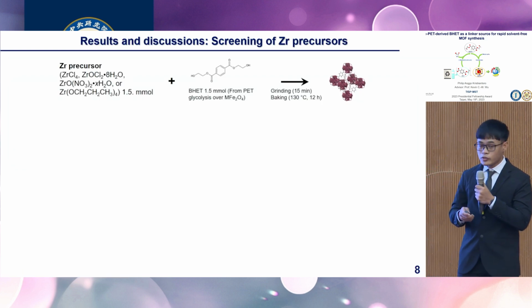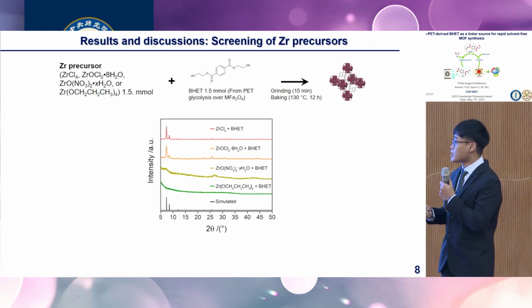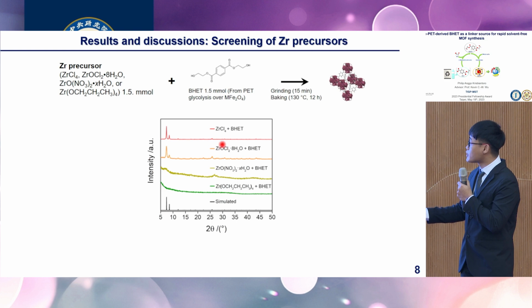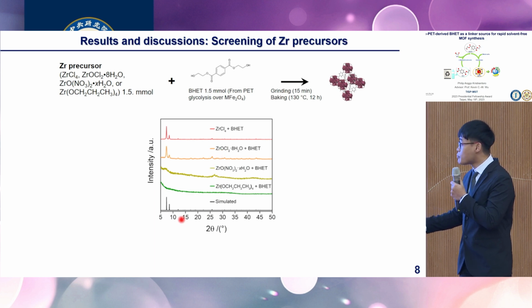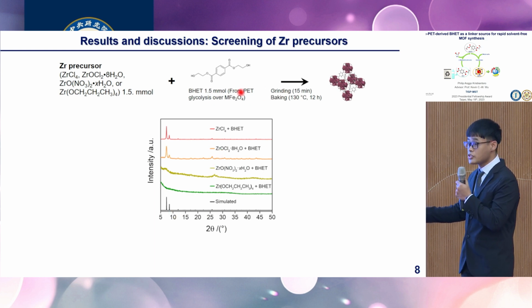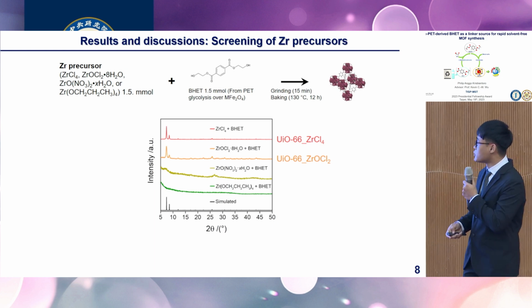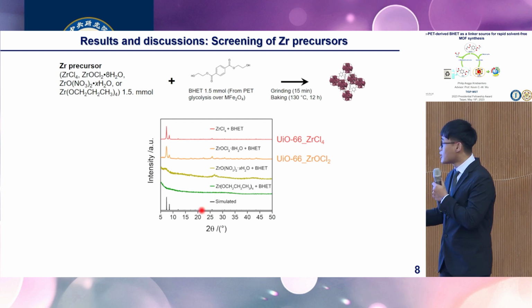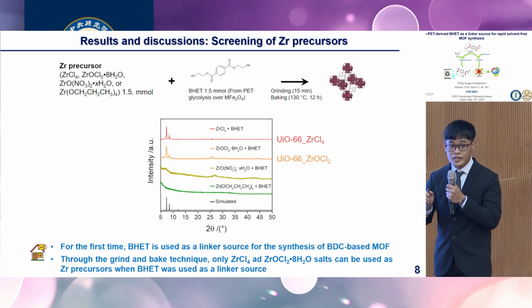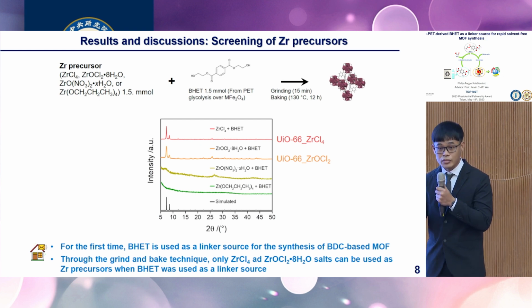And then next, we move to the results and discussion. This is the screening of the zirconium precursor. As we can see here from the XRD spectra, out of 4 different types of zirconium salts, only zirconium tetrachloride and zirconyl chloride octahydrate can give the XRD pattern of UiO-66 under the synthesis conditions. Let's denote the materials as UiO-66 zirconium tetrachloride and UiO-66 zirconyl chloride. These first results further confirm that, for the first time, BHET is used as a linker source for the synthesis of BDC-based metal organic frameworks.